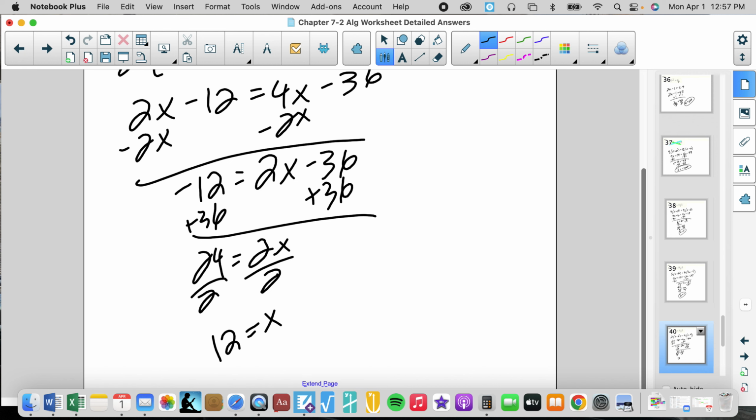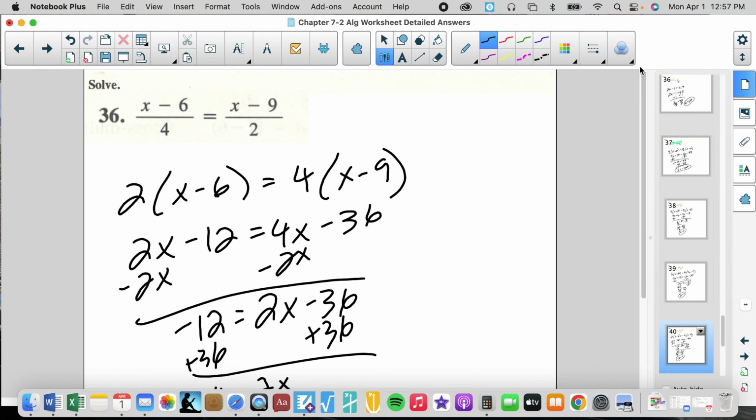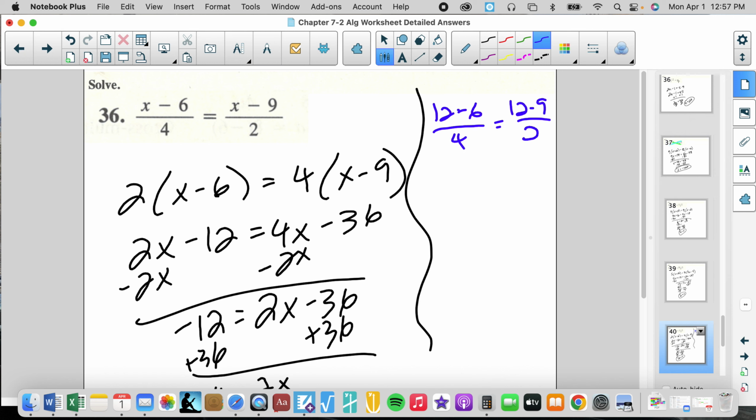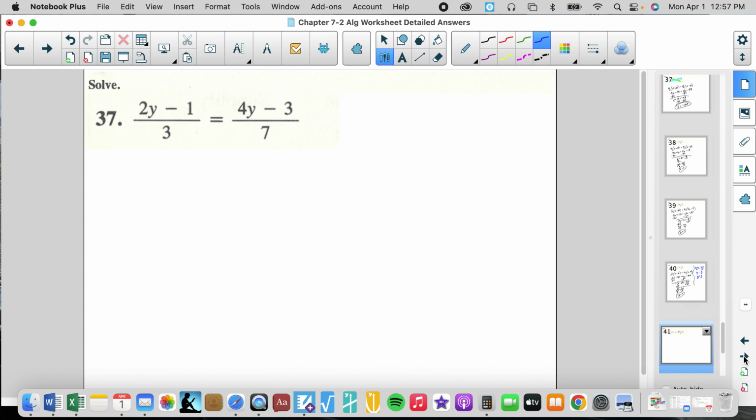So we get 12 equals x. So I'm plugging the 12 in. I'm plugging in 12 minus 6 over 4 equals 12 minus 9 over 2. So that's going to give me 6/4 equals 3 halves, and 6/4 reduces to 3 halves equals 3 halves. And that works. So that's all I'm doing in my head.